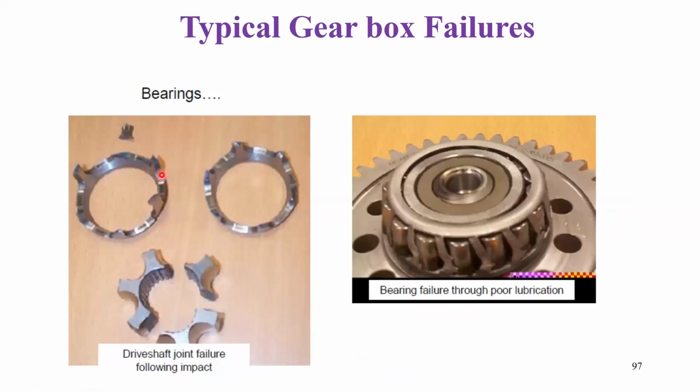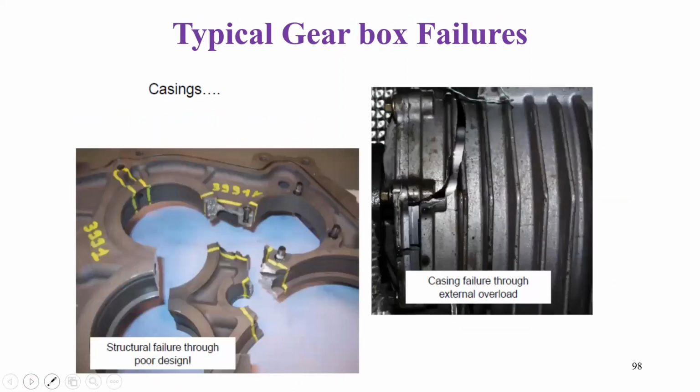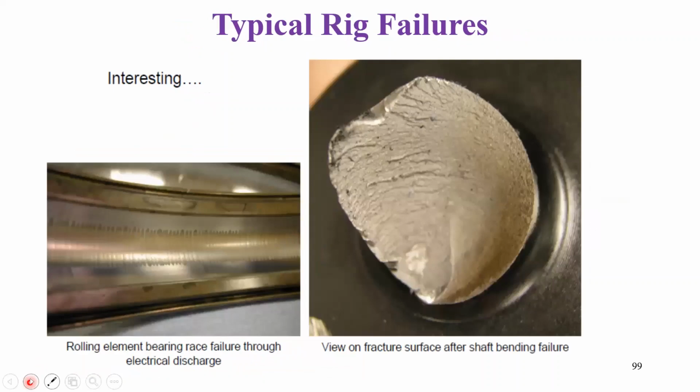And these are some of the gearbox failures where the bearings fail, and you have the drive shaft joint failure. Again, you also have bearing failure because of poor lubrication. Even the gearbox casings will fail because of structural stability issues, because of material issues. And you also have casing failure because of overload. The load acting is going to be more, and again the failure can happen.